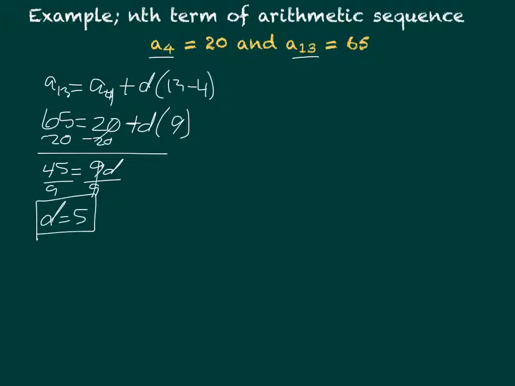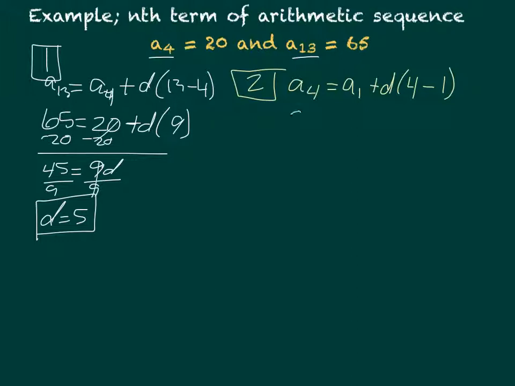Now that I have d, I can plug it back in and find my a sub 1, because technically I can't do anything until I find my a sub 1. So this was step 1. My step 2 is to find my a sub 1. So that would be a sub 4. You can pick either one of them at this point, because I'm just looking for my a sub 1, plus my d times whatever one I picked. Since I picked the a sub 4, I'm going to put 4 minus 1. If I picked my a sub 13, then it'd be 13 minus 1, but it's the same idea.